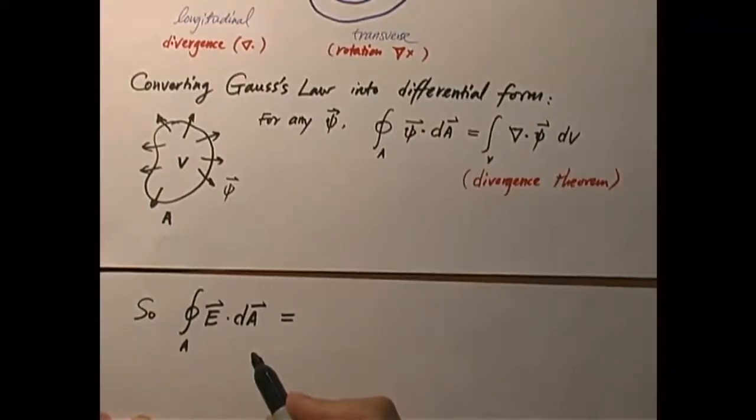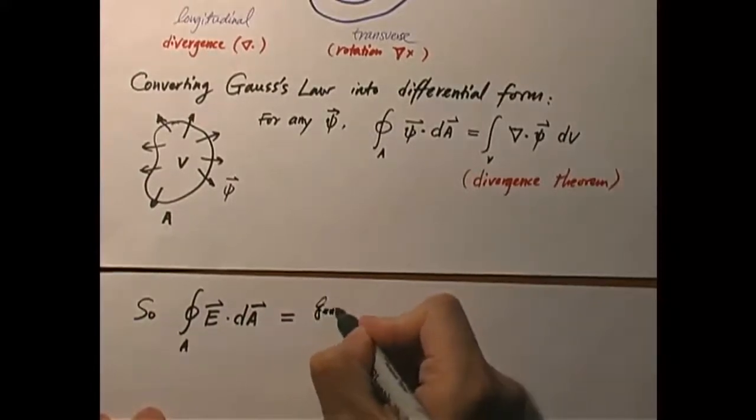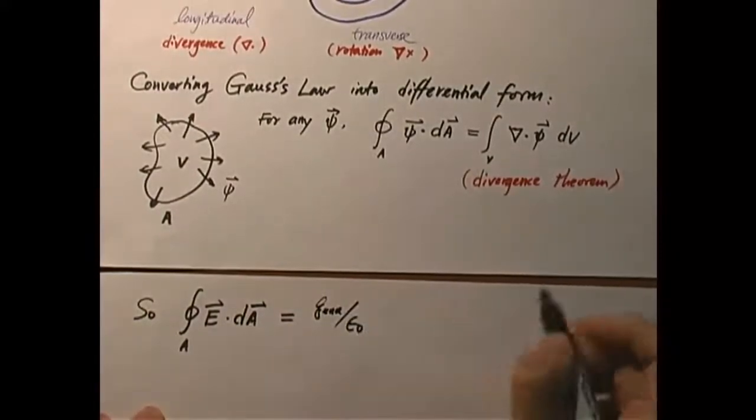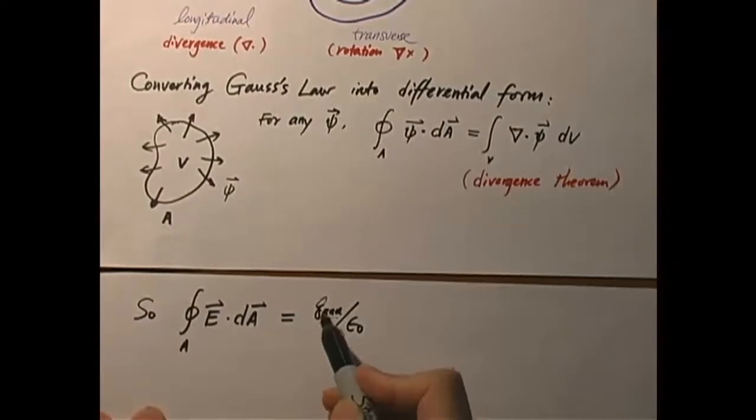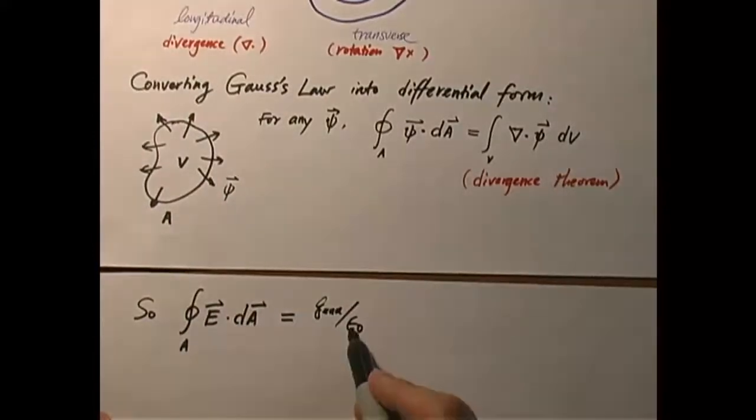Now the right-hand side is originally equal to Q enclosed over epsilon naught, right? What I'm going to do is rewrite this Q also as a volume integral over the same exact region V. Then I can compare the two integrands on both sides. Okay, see how we do that.